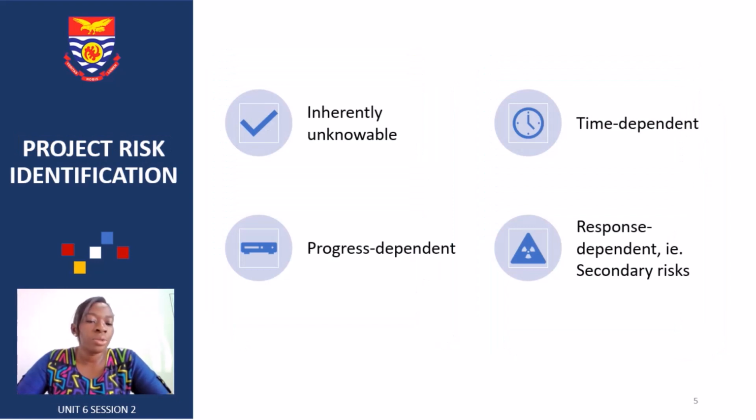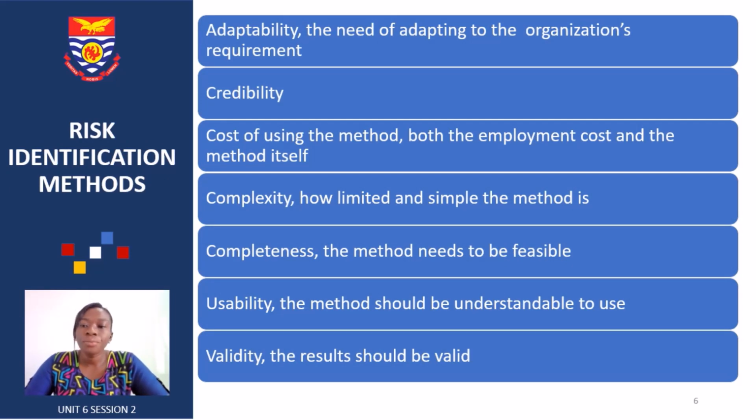Once we've been able to do that, we can go on to do the risk identification. The sensitive nature of the risk identification stage mostly arises from some of these risks. One is the inherent or unknowable: some of them are just within and we don't know about them. Some of them are time dependent; time would reveal them. Some of them progress as we are working on the project, and then they come up. Some of them are response dependent, what we call secondary risks. So the appropriate tool or technique to be used will be influenced by one or two or more of these.